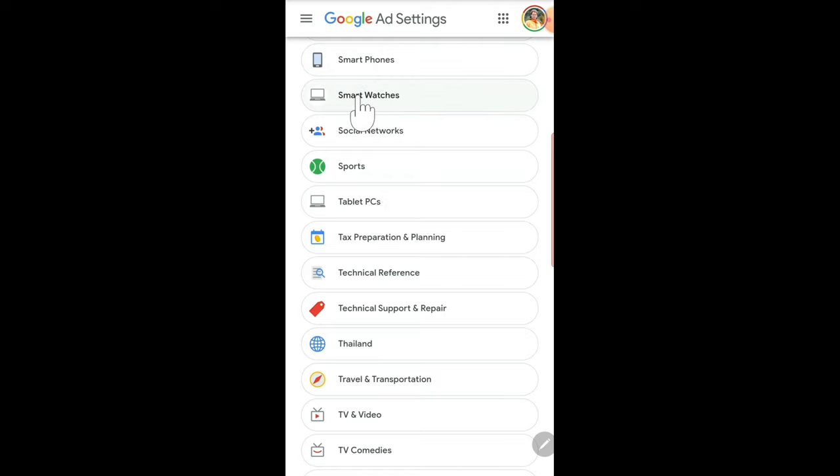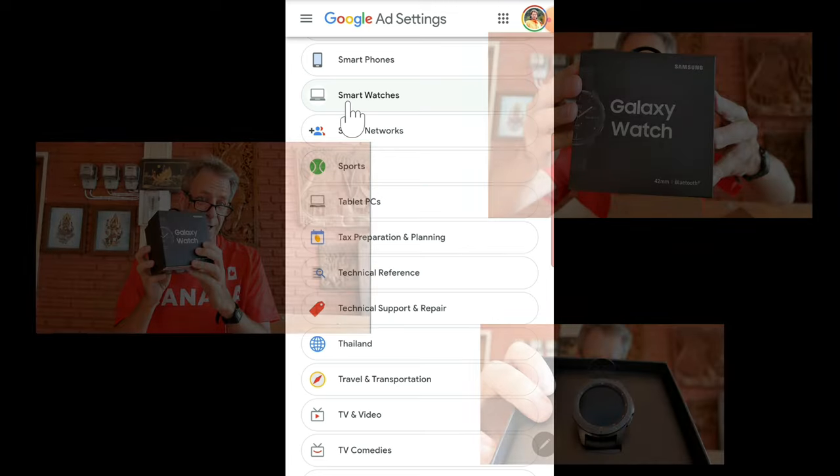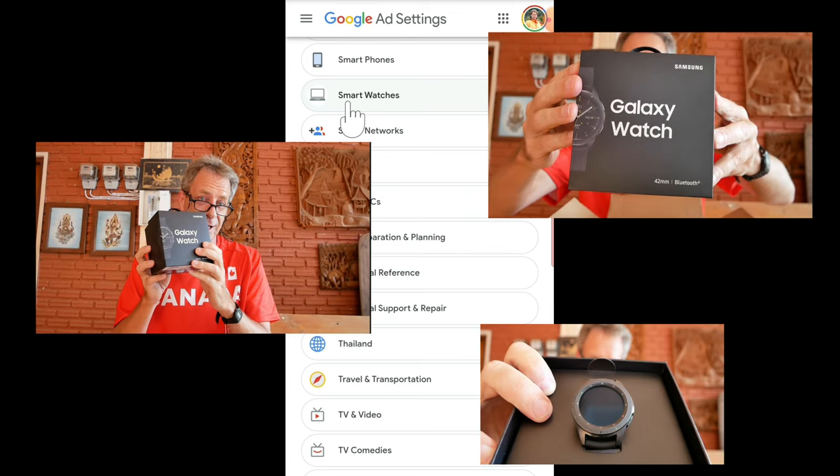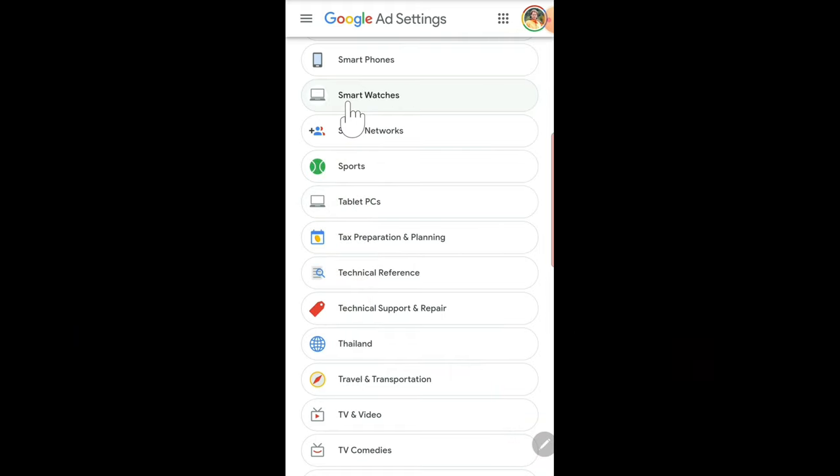Smartphones, smartwatches, that's a new one for me, of course, because I just recently had a Galaxy watch enter my life, a gift from a viewer of my videos, and I'm learning all about smartwatches now. I wonder if this is a new category. Did it just pop up? Or has it always been there? Social networks, I guess that's Facebook. Who is not interested in that to a certain extent?